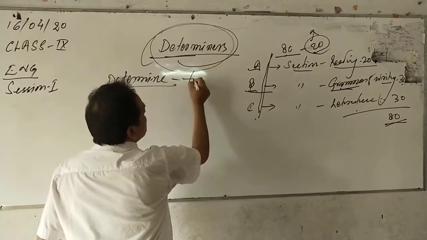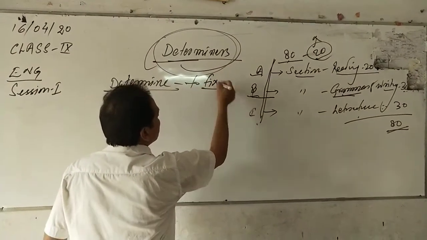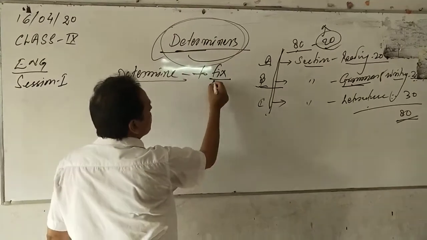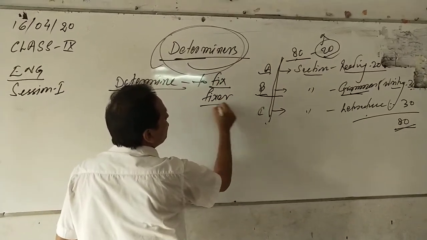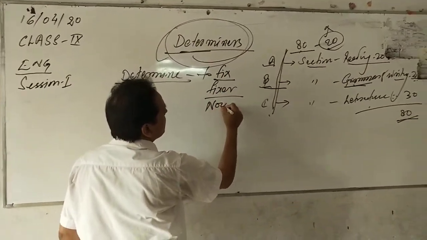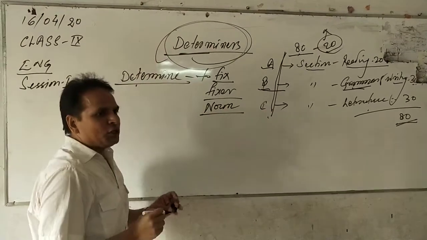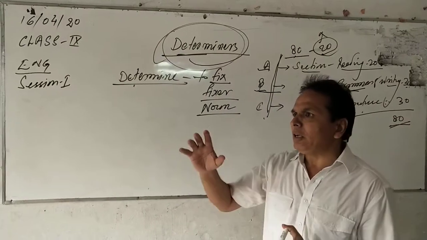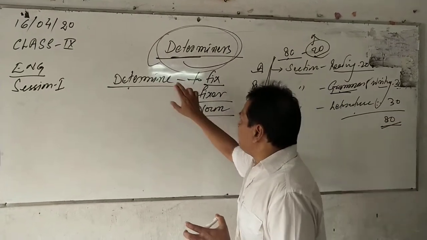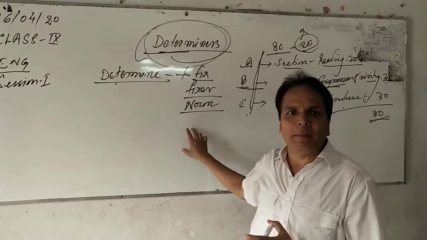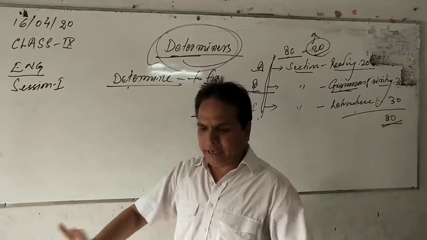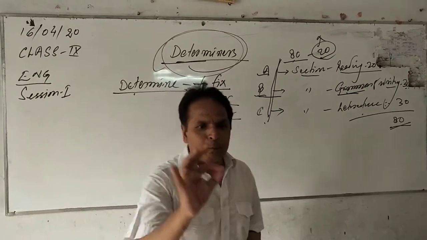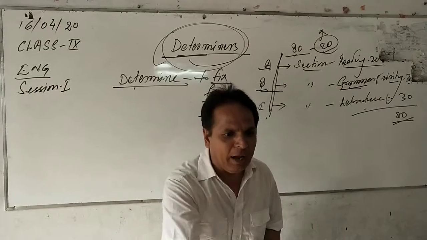Determine means to fix. That means a determiner is almost a fixer. Fixer of whom? Fixer of noun. A determiner is a fixer of noun. But what kind of fixing does it do? A determiner fixes the noun at a certain level. So the definition of determiner is: a determiner fixes the noun at a certain level.